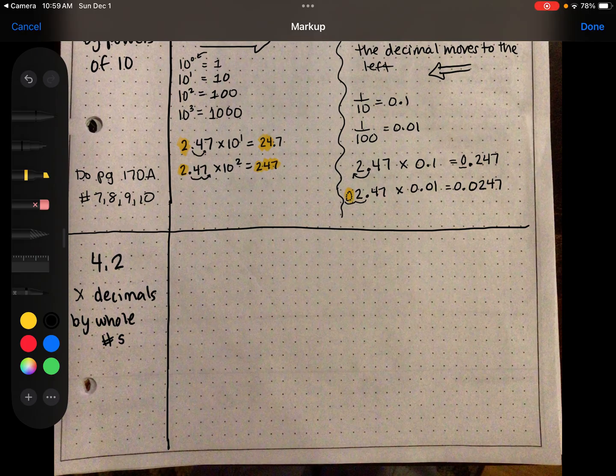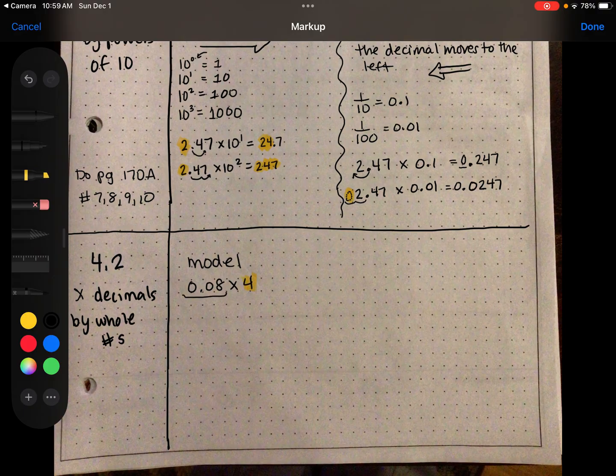Okay, 4.2 is multiplying decimals by whole numbers. There are 2 strategies that we're going to talk about here. The first strategy is called the model. It's just using a model to figure this out.